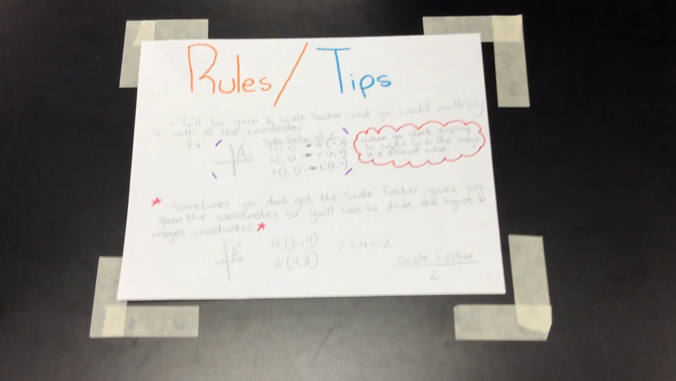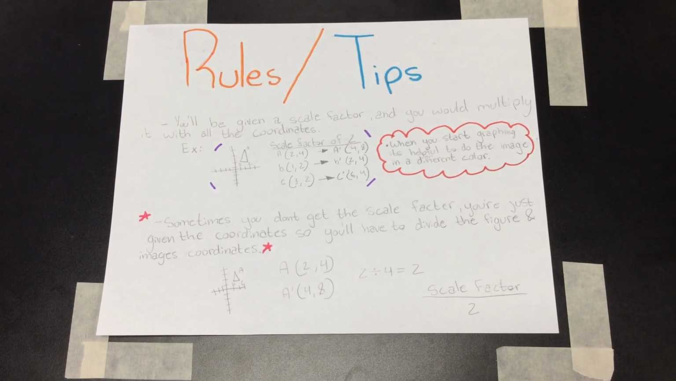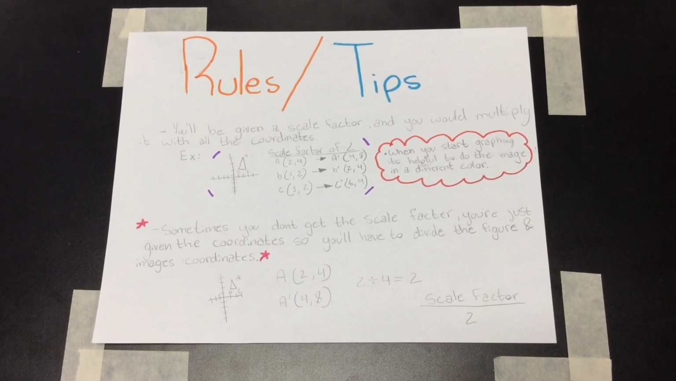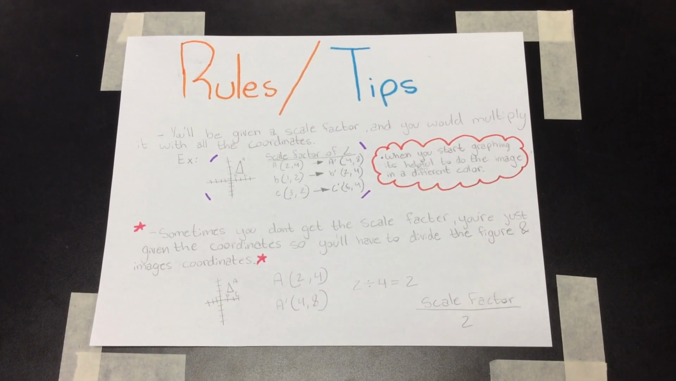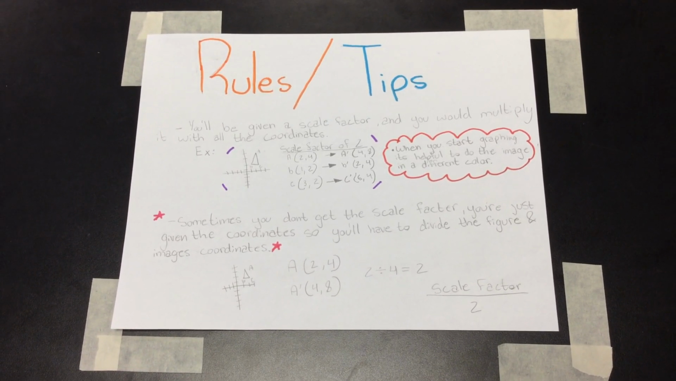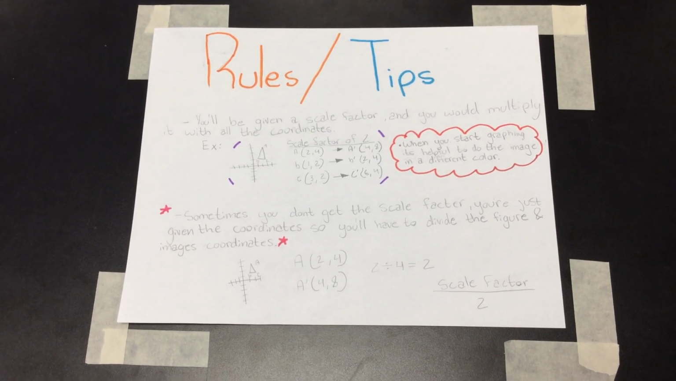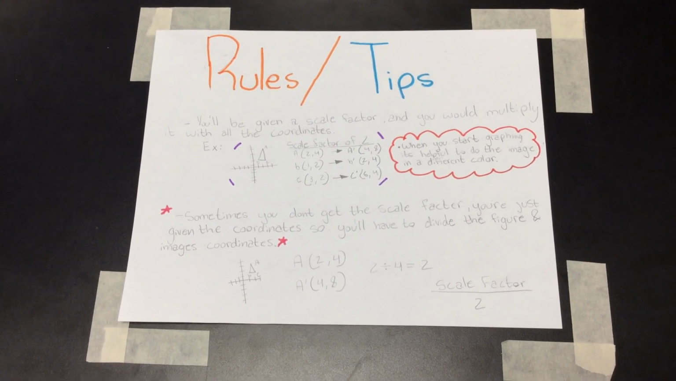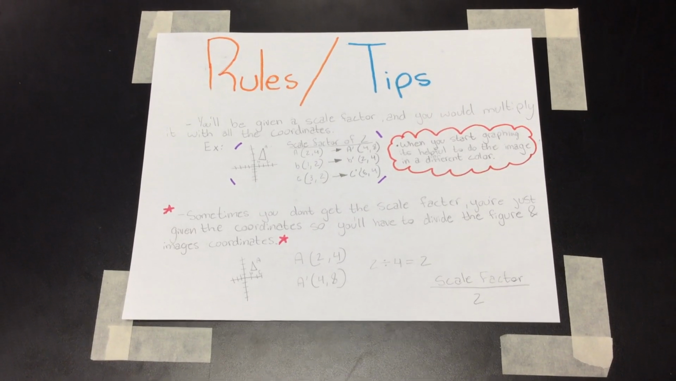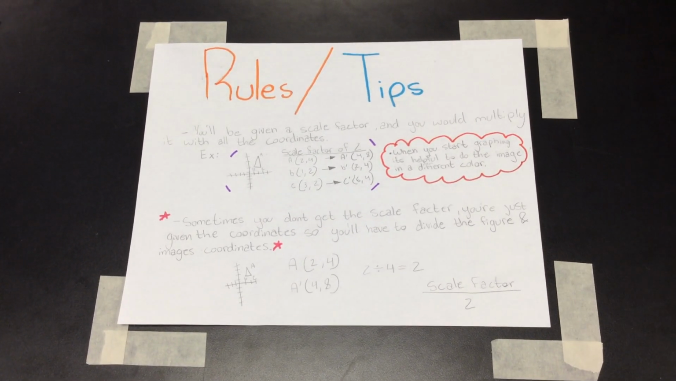You'll be given a scale factor, and you'll be multiplying all of the coordinates from the figure, and the new numbers, when you finish multiplying, will be the image. Sometimes you don't get the scale factor. You're just given the coordinates, so you'll have to divide the figure and the image's coordinates.